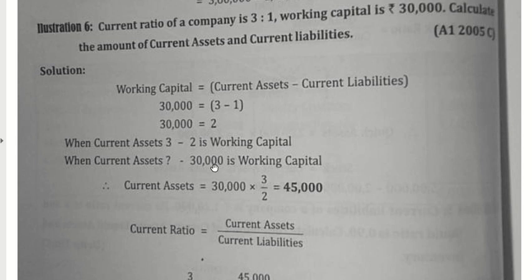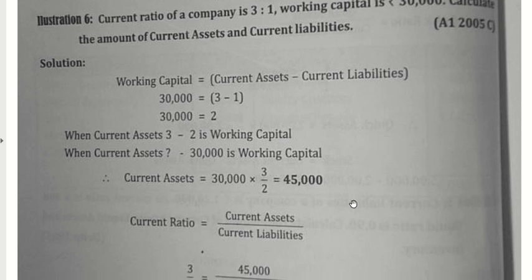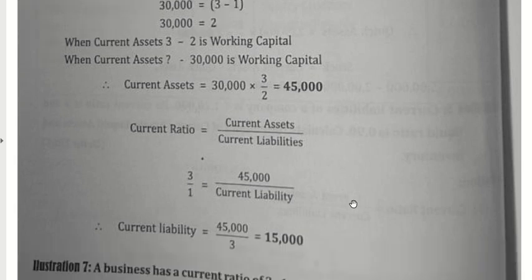Okay, so I put it up in a very simple way. When working capital is 2, we consider current assets to be 3 because it is given in the equation. When working capital is 30,000, which we have, we do not know what is your current asset. So cross multiply to find out your current asset. So you get 45,000 as your current asset.